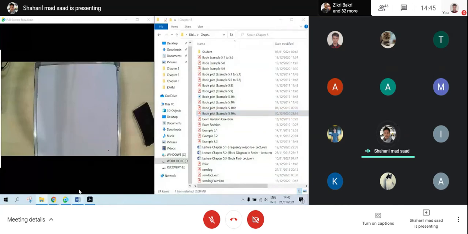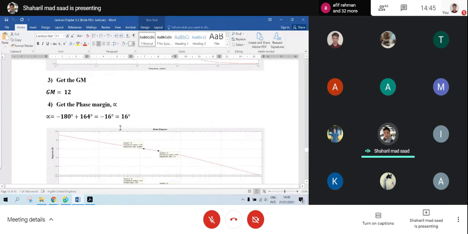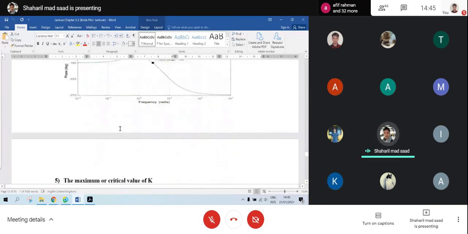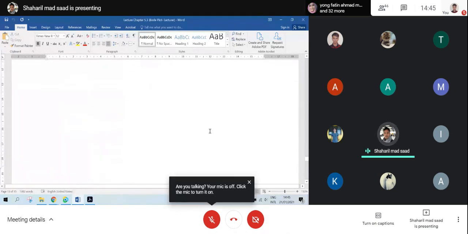Okay, and then from that one, you can get the gain margin and so on, and you can find the maximum or critical value of K. That means 20 log equal to gain margin, and then you can find the K. Okay, alright. This is the first method.